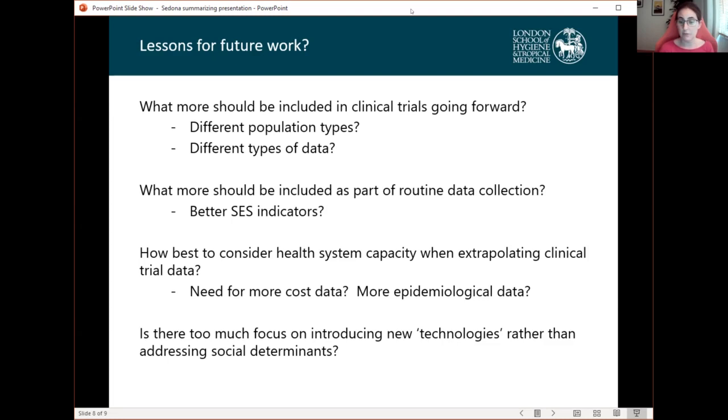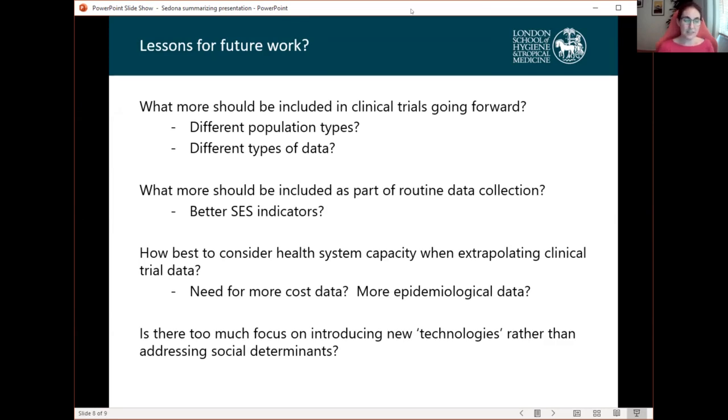Next, what more should be included as part of routine data collection? I know from the cost side, this is a constant struggle in that we don't have routine cost data. But Nicola, you mentioned also potentially better socioeconomic status indicators. Could we be collecting things as part of prevalence surveys or national surveys that would facilitate a better understanding of the TB epidemiology going forward? Next, how best to consider health system capacity when extrapolating? Are our assumptions of the ideal scenario accurate? And what kind of data would make these analyses better reflect what might actually happen in reality?